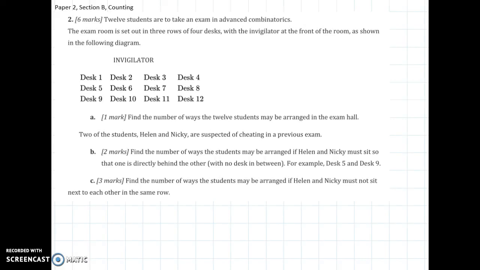We are going to solve a paper 2 short question about counting principles. I expect that now you stop the video and make sure that you read the whole question carefully.